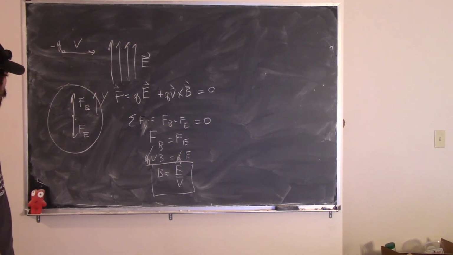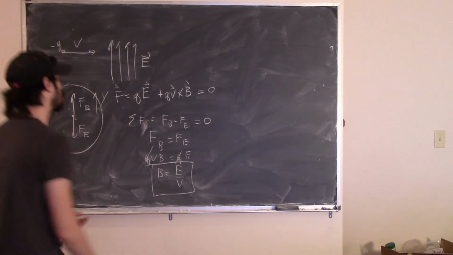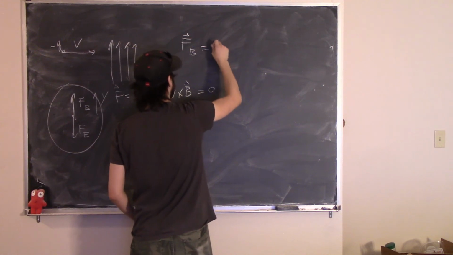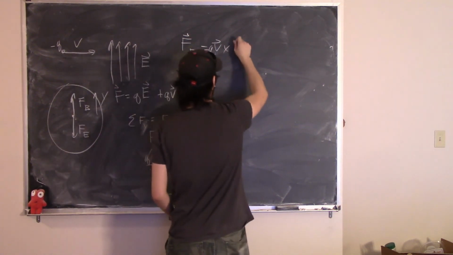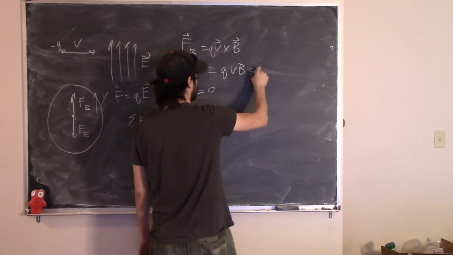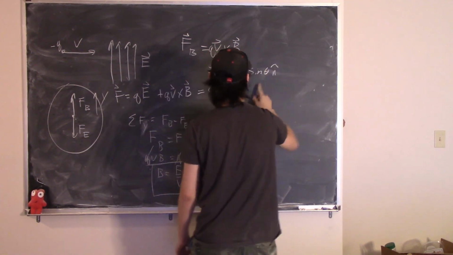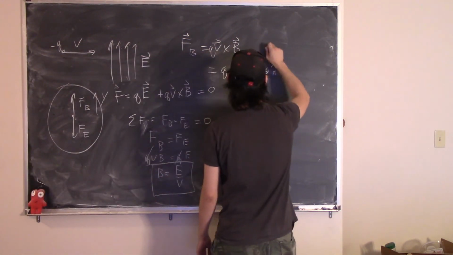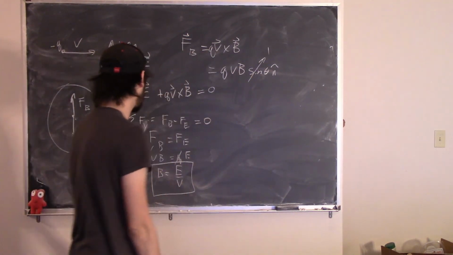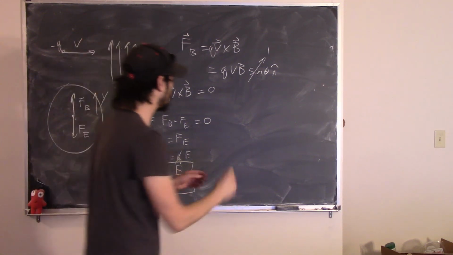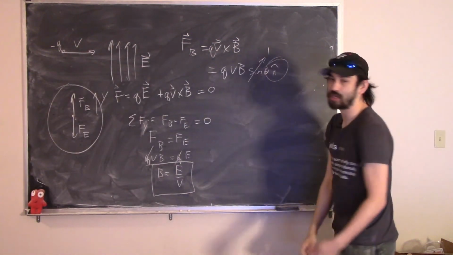And so in order to do that, we're going to apply the right-hand rule. So we know that F sub B is equal to Q V cross B. And so really this is Q V B sine of theta times n hat. Sine of theta is going to be 1 because the angle between the velocity and the magnetic field is 90 degrees. And so really the vector information is going to come from this n hat.